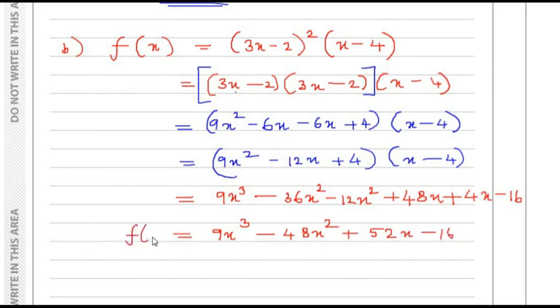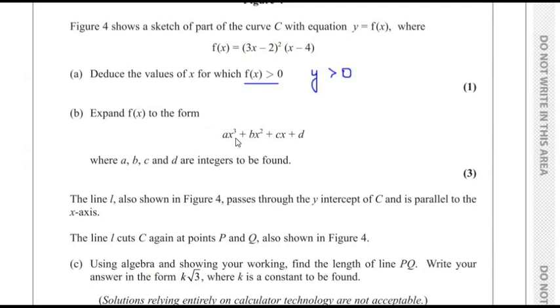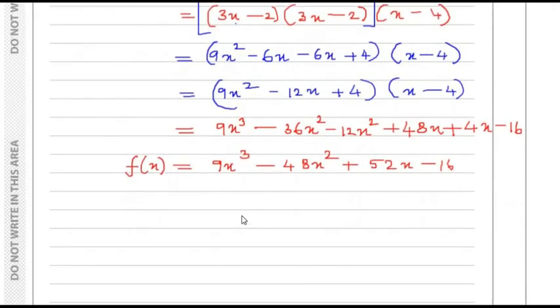This is our f of x in the most simplified manner. So let us check what format they want us to get the answer in. That is ax cube plus bx square plus cx plus d. So let us first write it down. It has to be of the form ax cube plus bx square plus cx plus d.